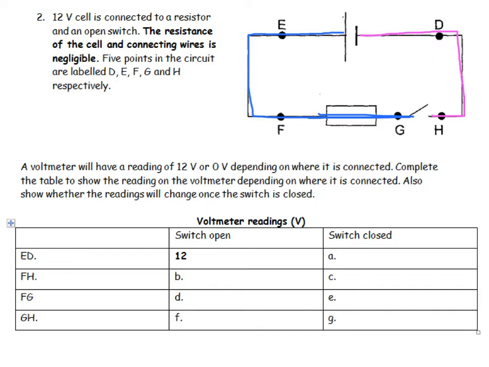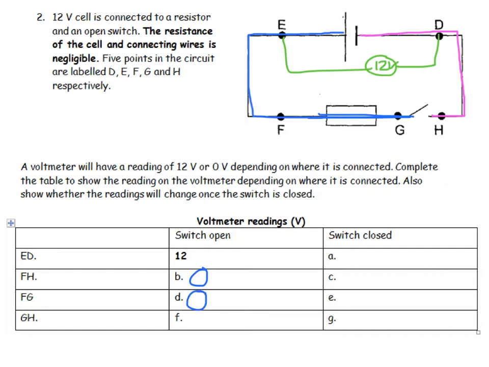Between E and D, I am told that the potential difference is going to be equal to 12 volts. You can see between E and D, the energy is on a blue line and on a pink line. So there's no change in energy between anywhere on that pink line and anywhere on that blue line. So I can say between F and G, I am on a blue line. There is absolutely no change in energy, so that's 0.